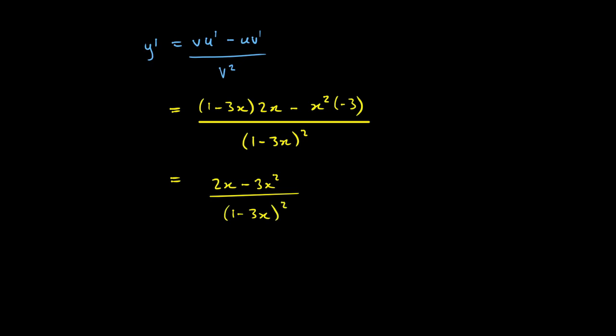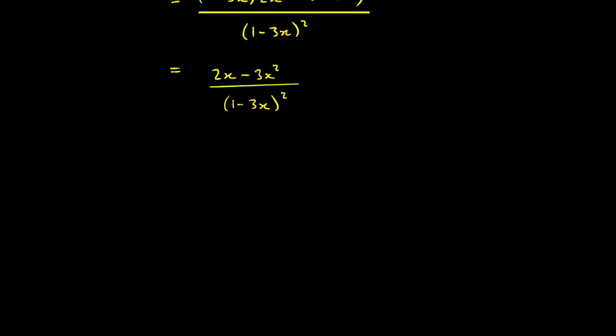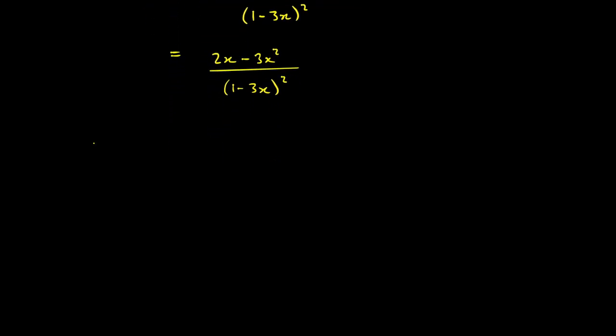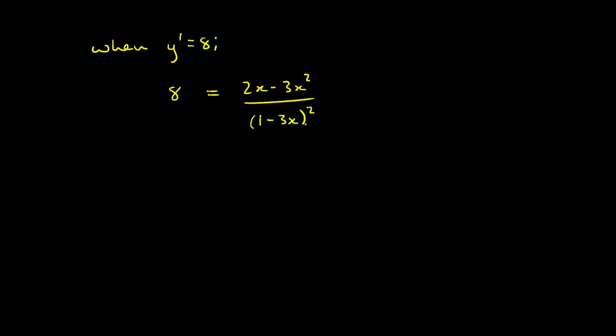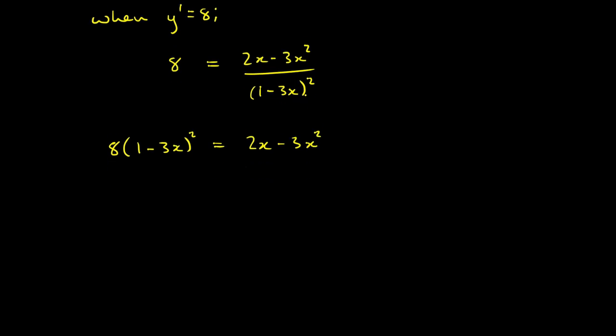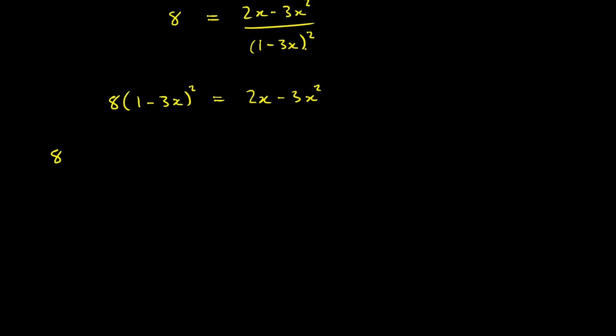Now, what we're asked to do in this question is to find where the gradient of the tangent is equal to 8. So that's going to be when dy dx is equal to 8. So we're going to write that down. When y prime is equal to 8, then what we're going to get is 8 is equal to 2x minus 3x squared all over 1 minus 3x all squared. And we will multiply through by that denominator. So on the left-hand side, we're going to get 8, 1 minus 3x all squared is equal to 2x minus 3x squared. And I'm going to expand that bracket on the left-hand side.